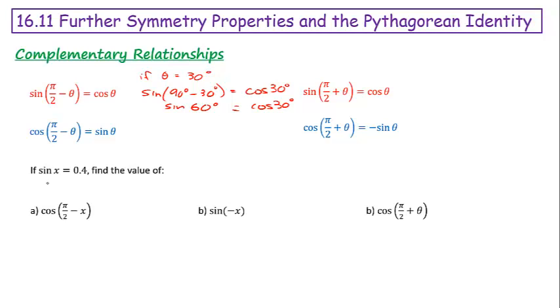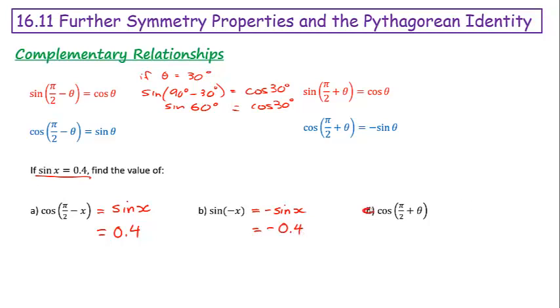If we know that sine of x is equal to 0.4, what would the value of cos of pi over 2 minus x be? Well, we know that cos of pi over 2 minus x is just equal to whatever the sine of x is, and we know the sine of x is equal to 0.4, so that's just equal to 0.4. Now for b, if I have sine of negative x, that's the same as the negative of sine x. Again, sine x, we're told, is 0.4, so that's equal to negative 0.4.